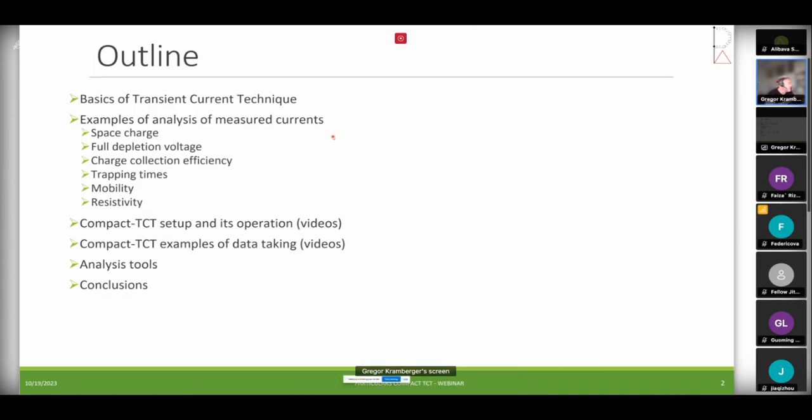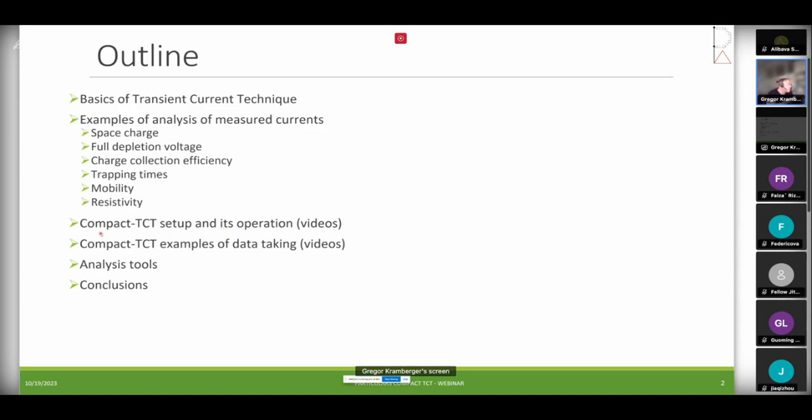measured currents. And we will concentrate mostly on silicon. So we'll have a look at how you see the space charge, how you can determine the full depletion voltage, charge collection efficiency, effective trapping times, mobility, and you can see the effect of changing resistivity. These are all, I would say, educational examples, but don't be led into the conclusion that this is only for educational purposes. If you are doing a material study, these are really very, very meaningful measurements.